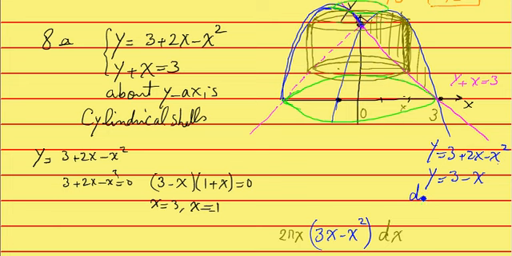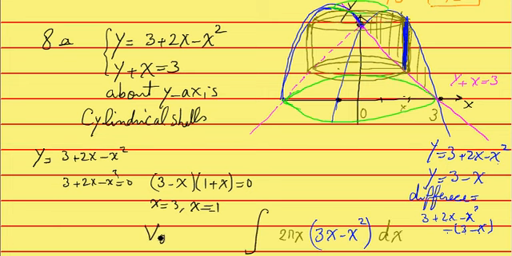So the difference is going to be this height. You take the top one, 3 plus 2x minus x squared, and subtract from that the bottom one. So the 3's cancel. 2x minus x is plus 3x, minus x squared is the item here. And then we have to calculate the volume.